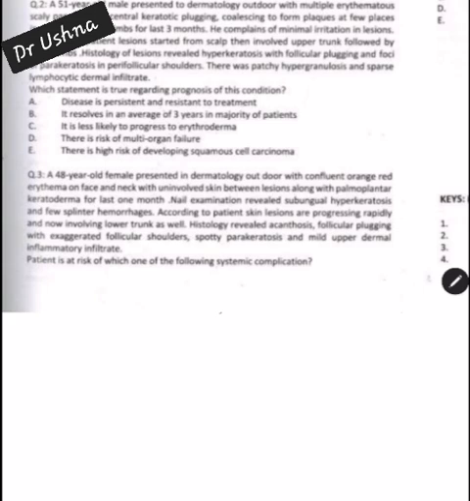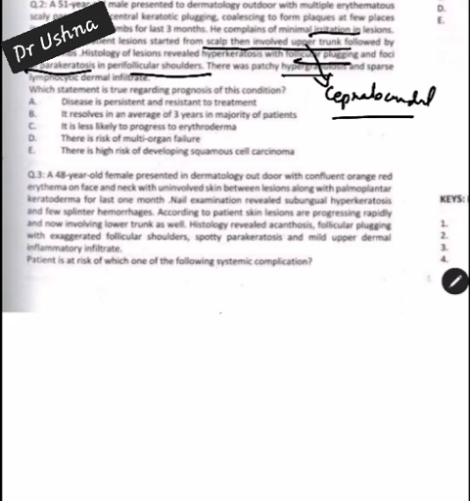A 51-year-old male presented to dermatology outdoor with multiple erythematous scaly papules with a central keratotic plugging, coalescing to form plaques at a few places involving the trunk and limbs for 3 months, with minimal irritation of the lesions as well. According to the patient, lesions started from the scalp, then involved the trunk. You can see this is a typical cephalocaudal distribution, which is very typical for the classical form of PRP. There's going to be follicular plugging, parakeratosis, follicular shoulder, and hypergranulosis as well.